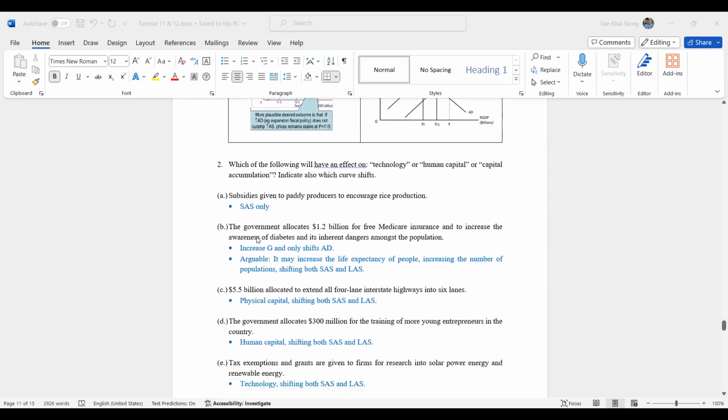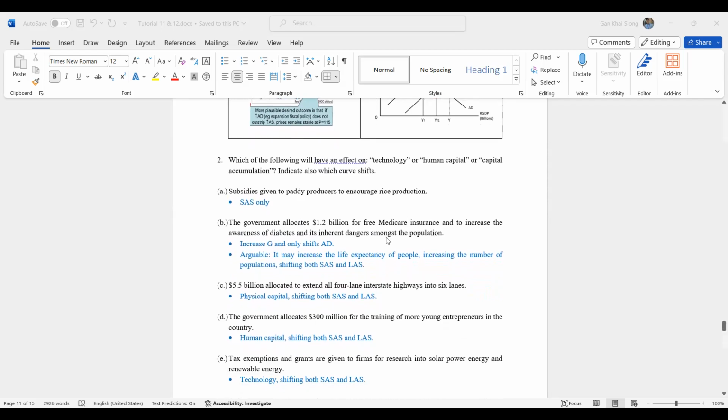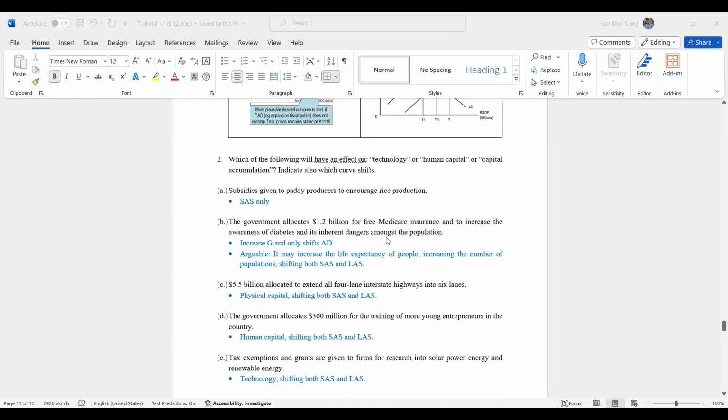The next one, the government allocates 1.2 billion for free Medicare insurance and to increase the awareness of diabetes and its inherent dangers amongst the population. So here, it's talking about government providing free insurance, and so people are aware of what is diabetes so that people will be more health conscious. So you can see that this question is actually a bit arguable. When you talk about government spending money on insurance, that's about increasing government spending. Increasing government spending is more on the aggregate demand curve.